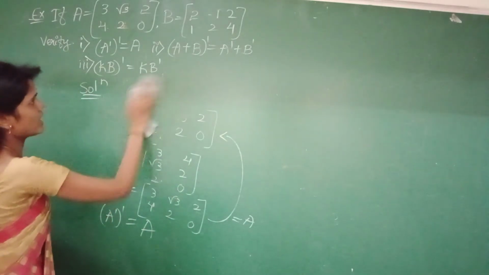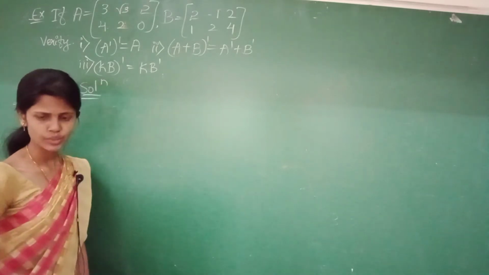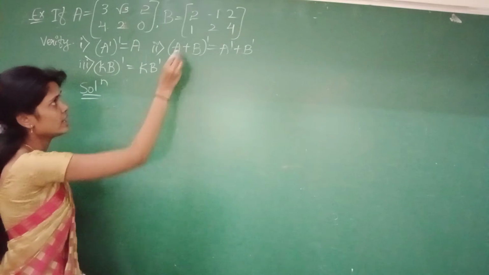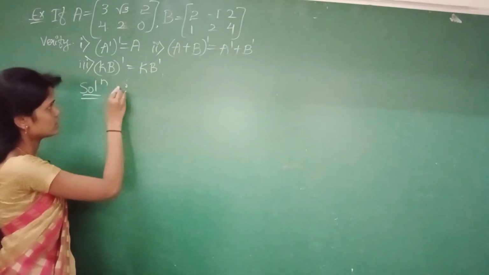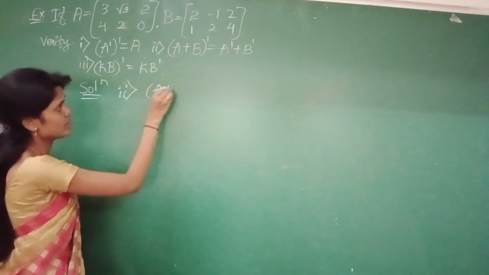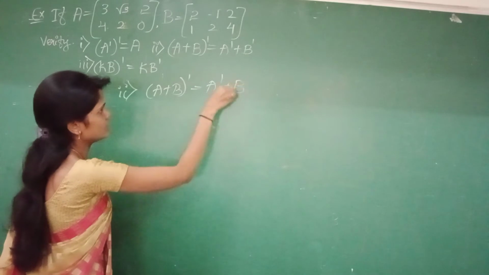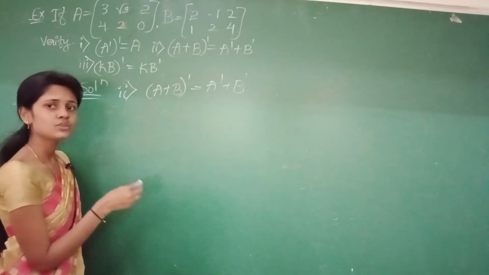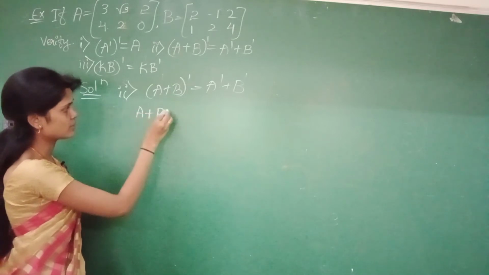It is to show that (A + B)' is equal to A' + B'. So in the LHS, what do you have? (A + B)'. For this LHS, firstly we want A + B, then the transpose of that matrix.